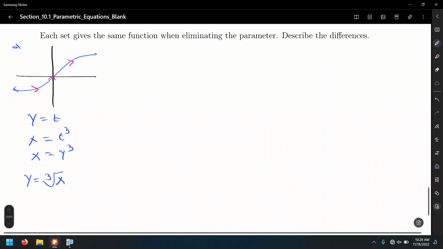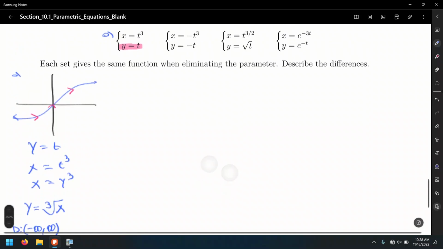In this case, let's point out what the domain is. We can see from the graph that the domain is the set of all real numbers, and we're also obtaining a function, the cube root of x, whose domain is the set of all real numbers, that is, negative infinity to positive infinity. All right.